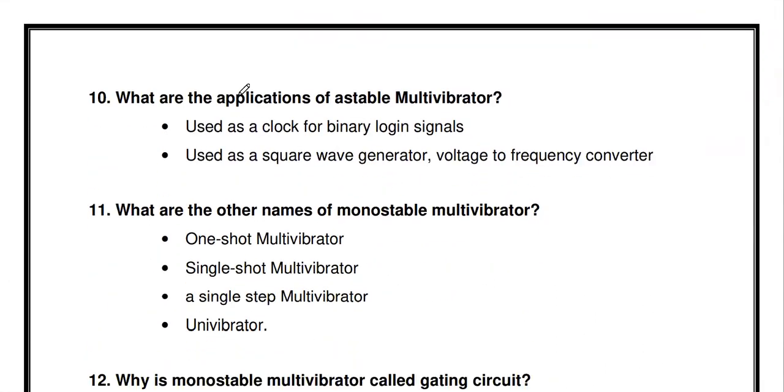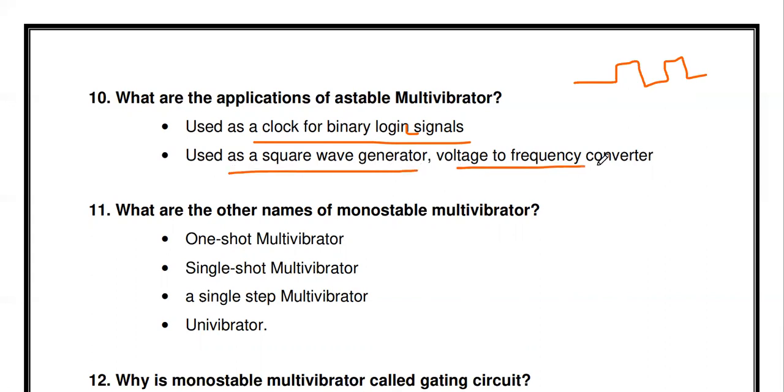And the next one: what are the applications of an astable multivibrator? An astable multivibrator is used to generate the square waveform. That's why it is used as a clock for binary logic signals. In order to generate a clock for binary logic signals, this astable is used. Then it is used as a square wave generator, and it is used as a frequency to voltage converter. These are all the applications of astable.